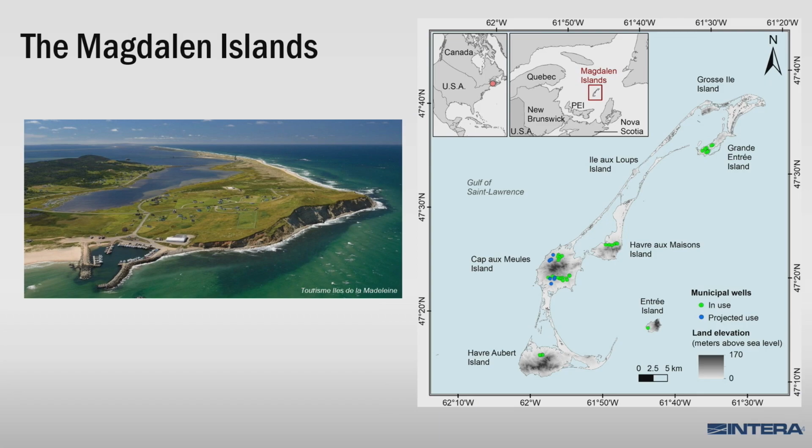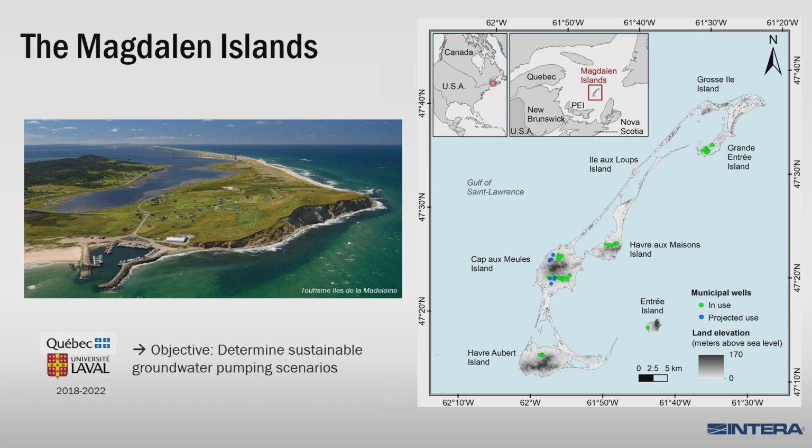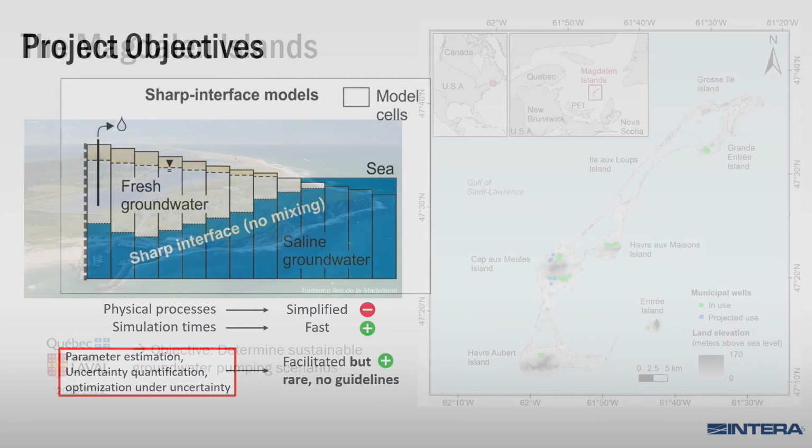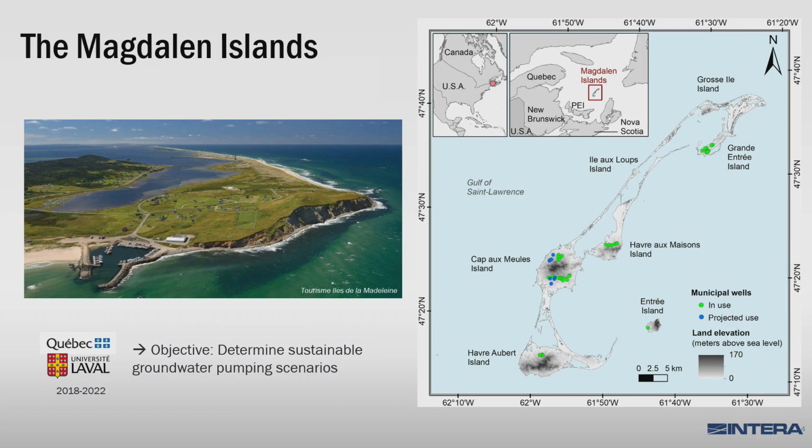So there was a 4-year project that was launched by the Quebec Ministry of the Environment, and that was carried out by Laval University. And one of the major objectives of this project was to determine sustainable groundwater pumping scenarios for all the archipelago. So that's what I'm going to focus on today, on how we determined sustainable groundwater pumping scenarios for all the water supply wells that we see here on this map.